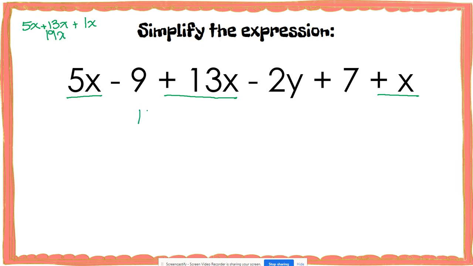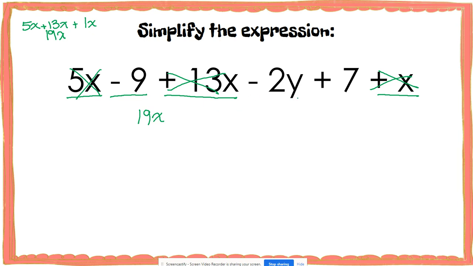So when I combine those like terms, I get 19x. Now I can get rid of these because I have combined them, and I can look at the other parts of my expression. The next term that I see is not 9. It's actually, because of this minus sign, a negative 9. So I'm looking for any other constants in my expression.